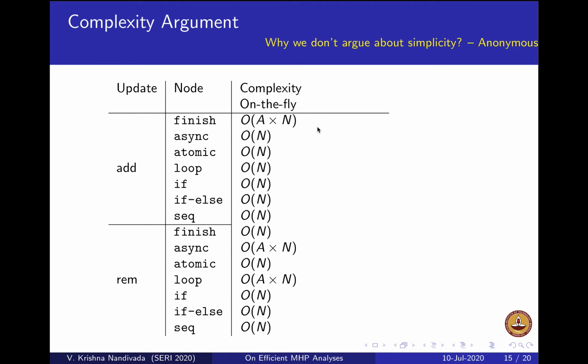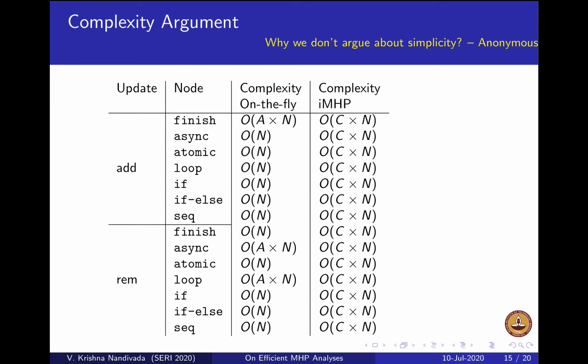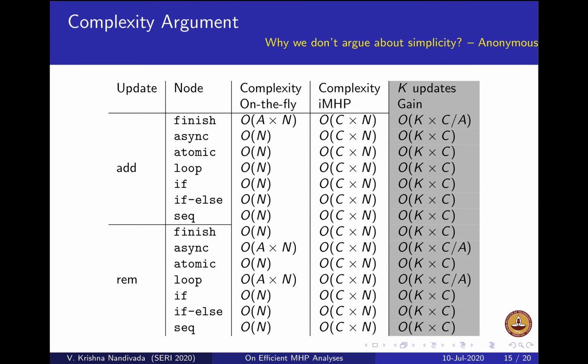Talk about the complexity. For most of the statements, our complexity is order n, and compare that to the complexity of iMHP, which is order c times n for all statements, because it's doing whole program analysis, right? So if I have k updates, my gains are k times c, which can be pretty large, as you will see in the evaluation.